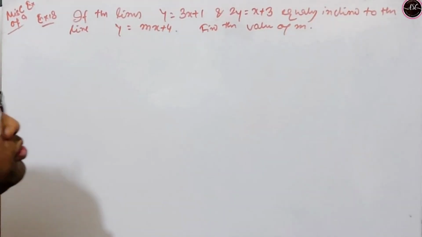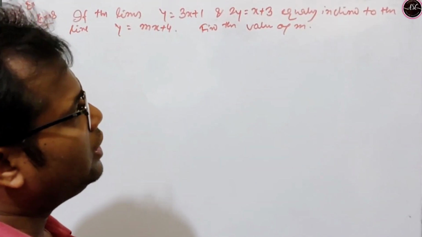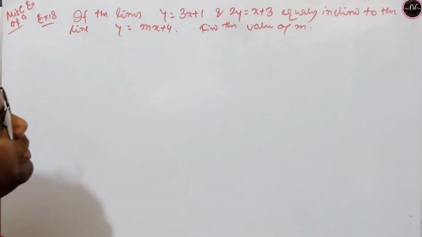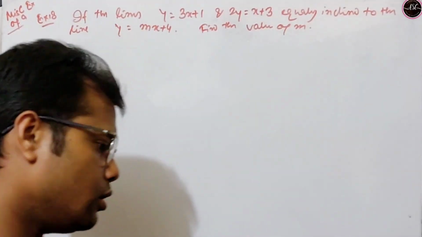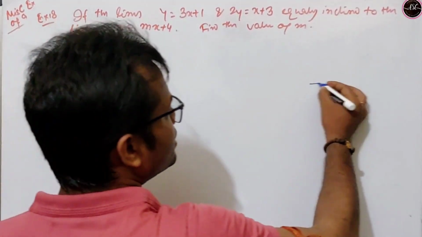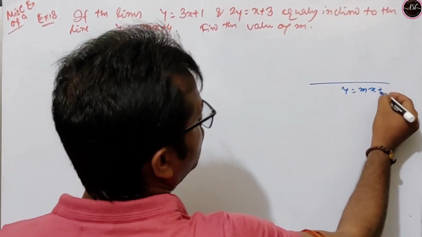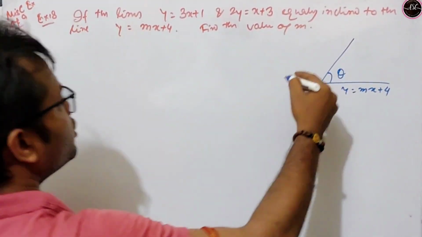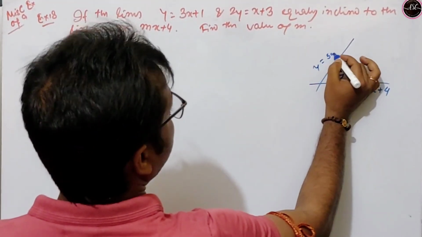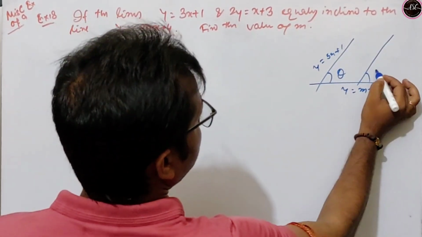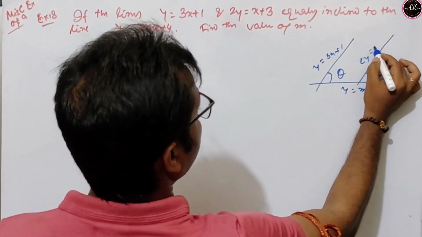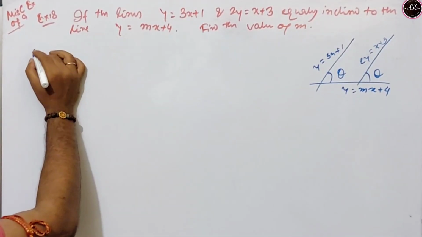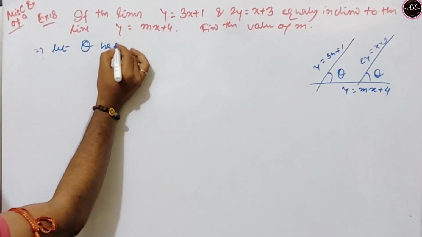Now look at this question. If the lines y is equal to 3x plus 1 and 2y equal to x plus 3 are equally inclined with the line y is equal to mx plus 4, find the value of m. So let this be y is equal to mx plus 4. This is theta, the angle between them. Here is y is equal to 3x plus 1, and here this is also theta, here 2y is equal to x plus 3.